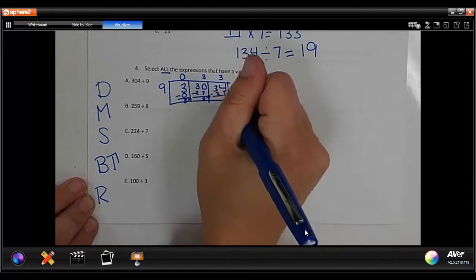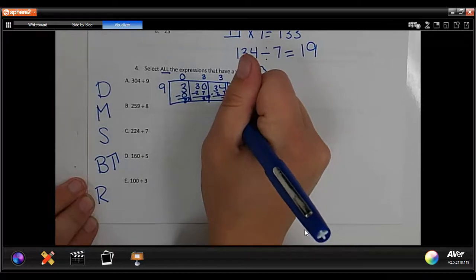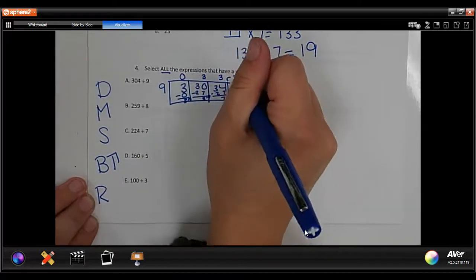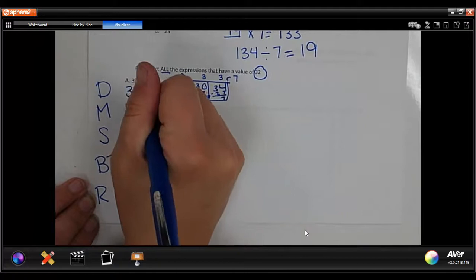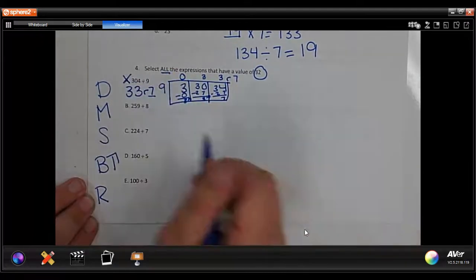Minus 27 is going to give me 7. So now I have a remainder of 7. So my answer for this one is 33, remainder of 7. Since this one has a remainder, that is not the correct answer.